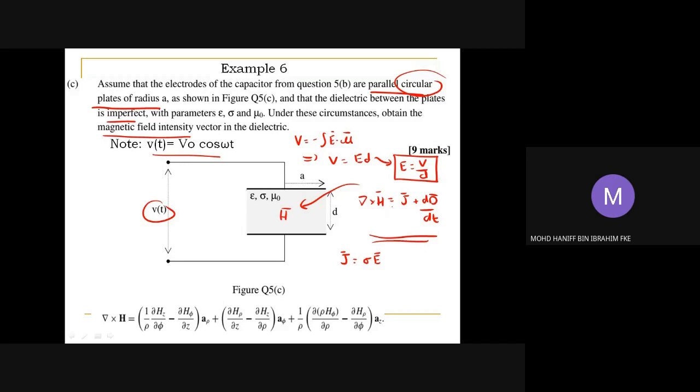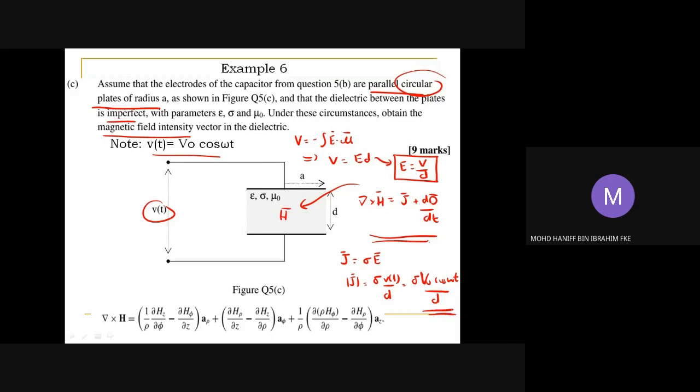As such, the equation of J, or the conduction current, can now be written using the amplitude. The J amplitude equals sigma times E, and E equals V over d, which is V(t) over d. That equals sigma V naught cosine of omega t divided by d. So that should be the amplitude of J.